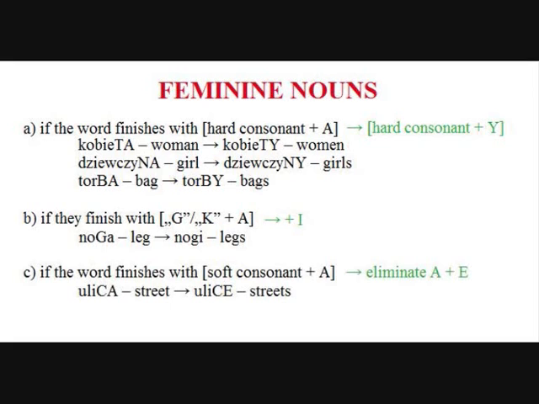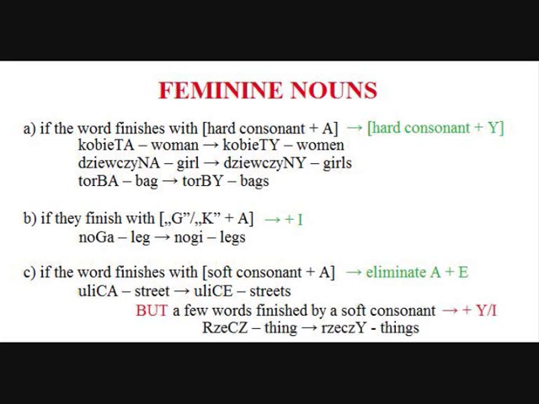And the last example, if the word finishes with a soft consonant plus a, you eliminate the a and you put an e instead of it. For example, ulica, street, ulice, streets. There are a few words though, finished by a soft consonant, in which you don't apply the rule that we've just been talking about, but you simply add an y or i, that means in Polish, or e. For example, rzecz, thing, rzeczy, things.